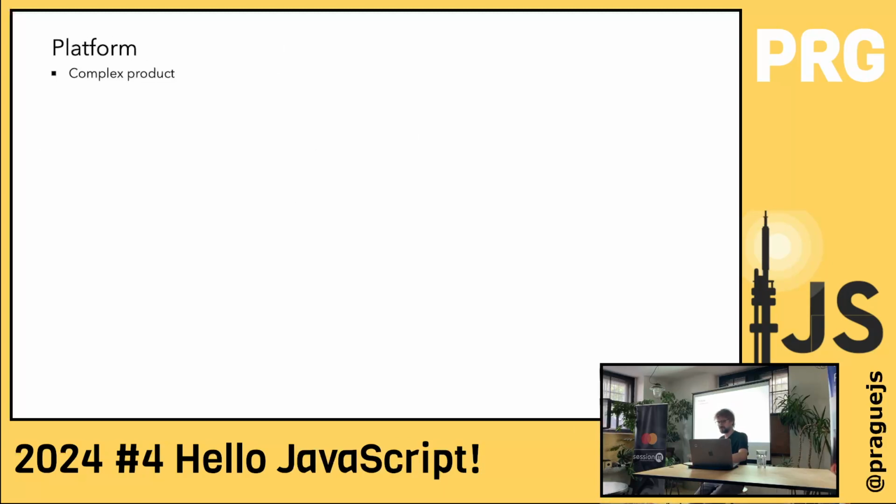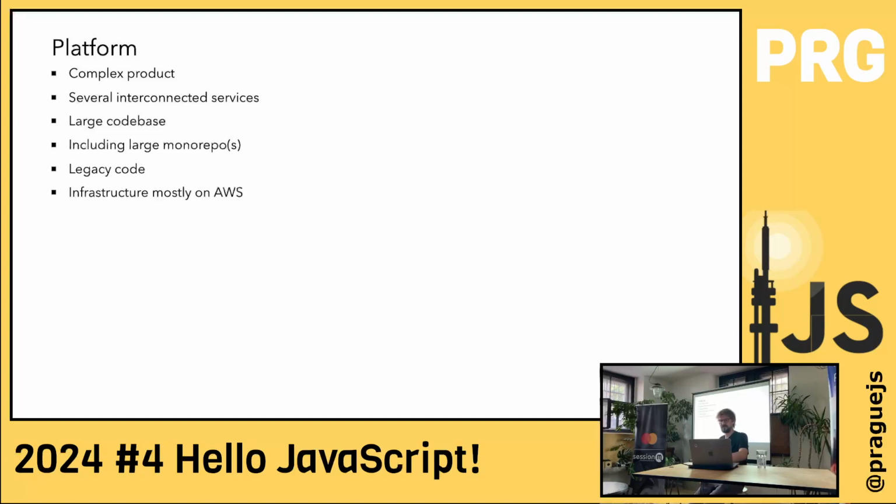The platform is a complex product composed of several interconnected services, and they're really separate products, not microservices, but separate parts of the whole ecosystem. The code base is large, written mostly in JavaScript and TypeScript. We are in the process of typing it properly. It includes large monorepositories, a lot of legacy code, and the infrastructure is mostly on AWS.